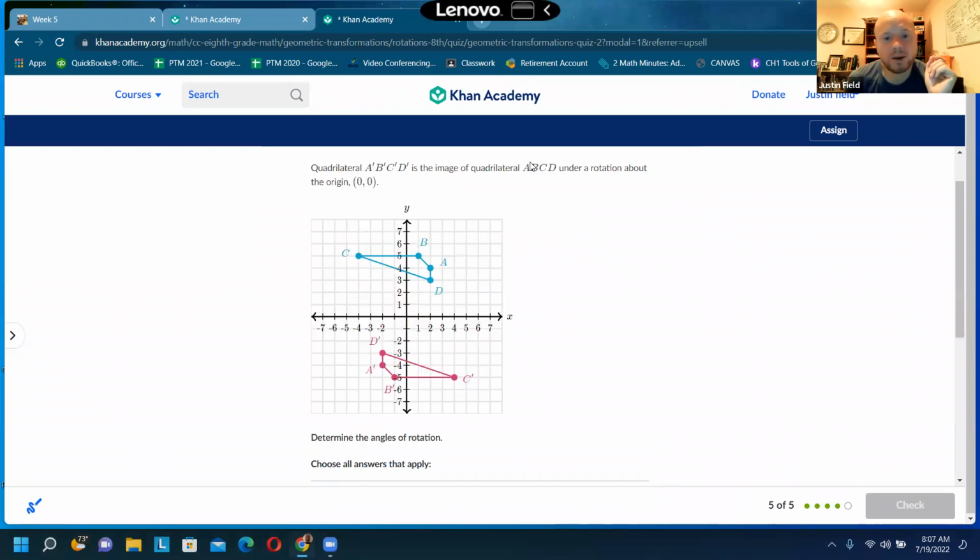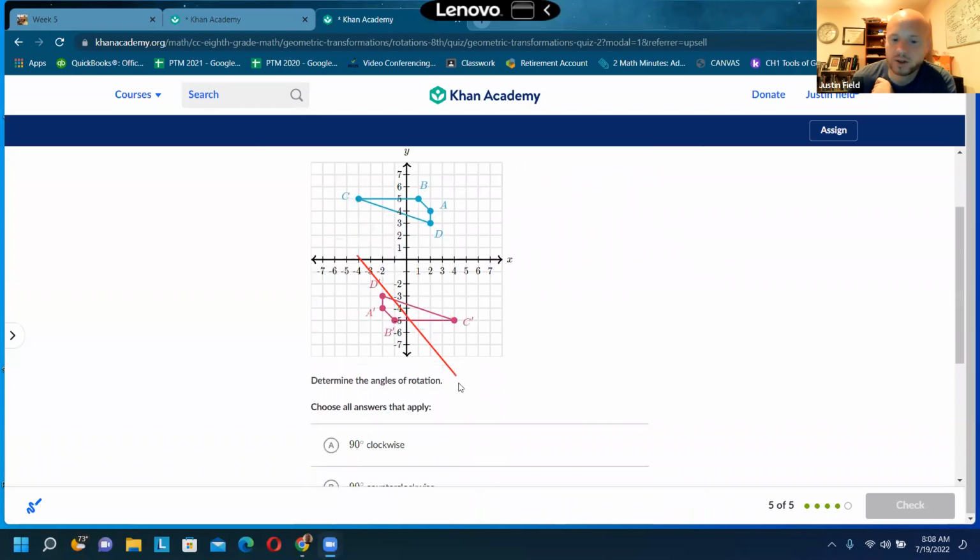Quadrilateral A prime, B prime, C prime, D prime is the image of quadrilateral ABCD under a rotation about the origin 0, 0. Looks like 180. But let's draw a line from our pre-image to center and image to center. And we see the straight line, do we not? It's 180.